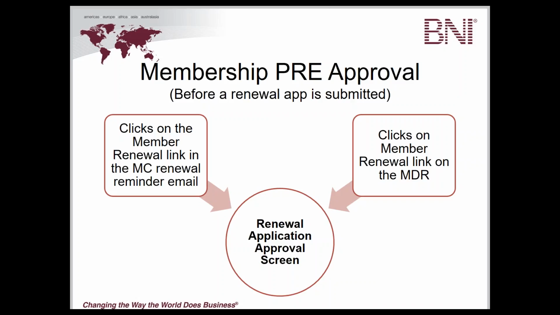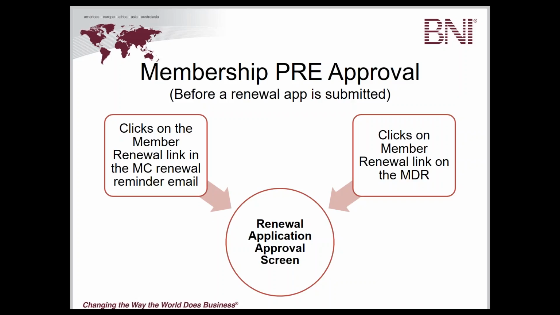Now there's two opportunities to do a pre-approval. The first is an email that is sent out on the 21st of each month. The 21st of each month, an email is sent to the membership committee, the leadership team and the director consultant that says, hey, this group of people is up for renewal in the next 90 days. That gives you a link to say, okay, I want to pre-approve this person, and that will take you to the pre-approval screen, and you can do it that way.